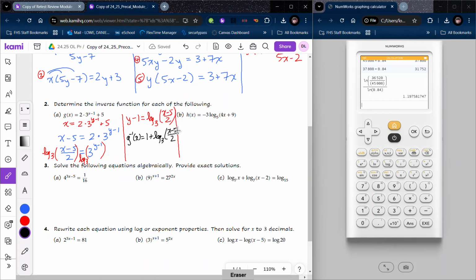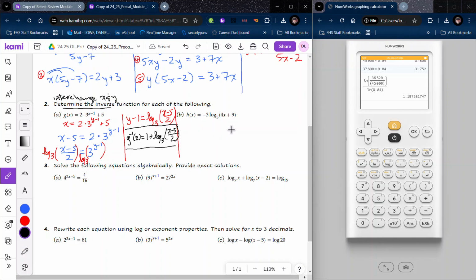All right, and so there I have my inverse, which once again started with interchanging x and y if I want to determine the inverse.